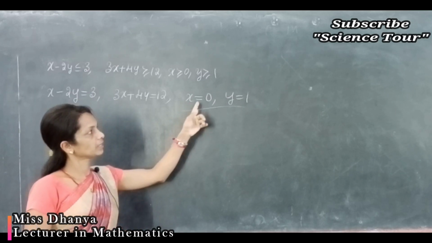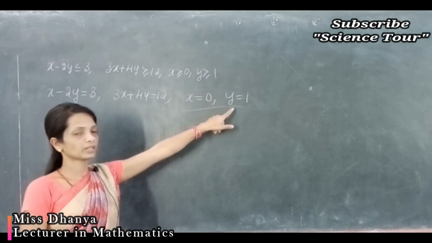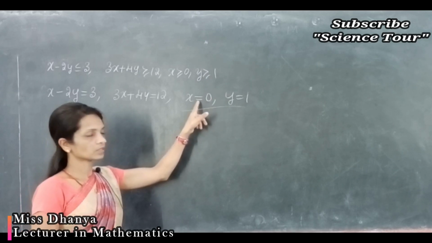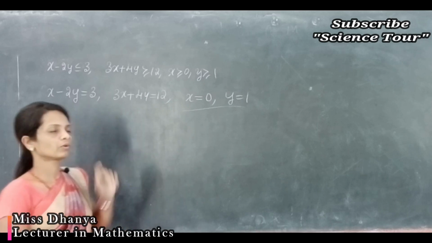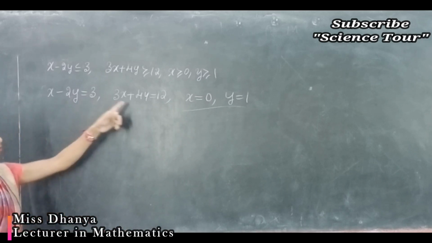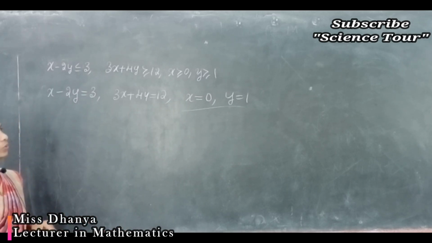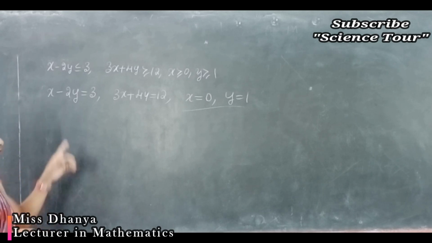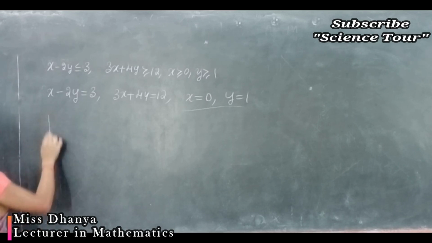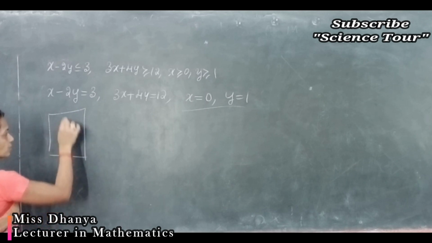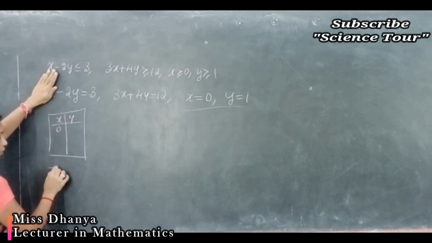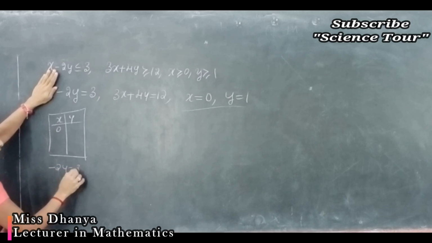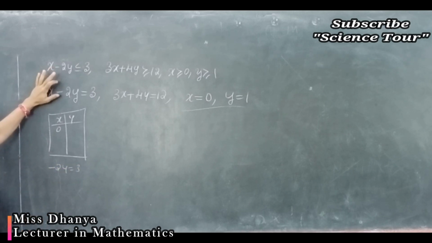Okay, the last 2 lines are easy to draw. The line x equal to 0 is a vertical line, and y equal to 1 is a horizontal line passing through 1 on the y axis. A vertical line here means the y axis. For the two non-vertical lines you have to find 2 points to draw their graphs. So find 2 points for these two lines, and take x equal to 0. Then you get minus 2y equal to 3. When you have a negative sign, be careful while simplifying the coordinate value.